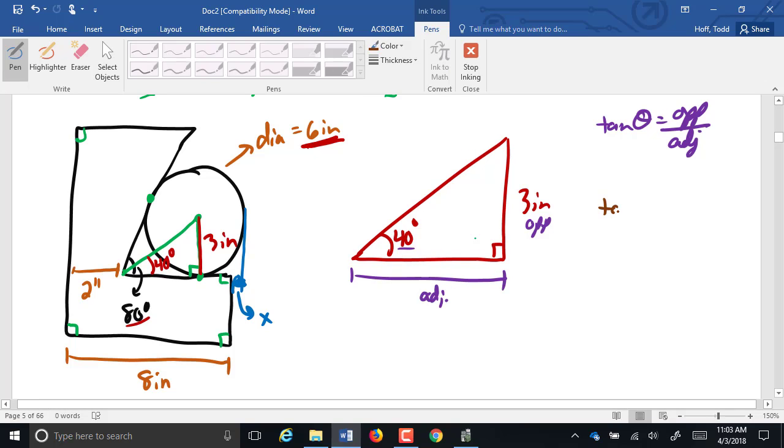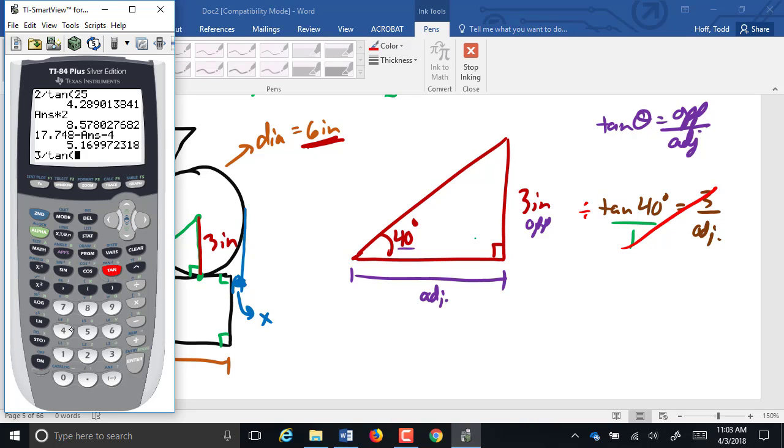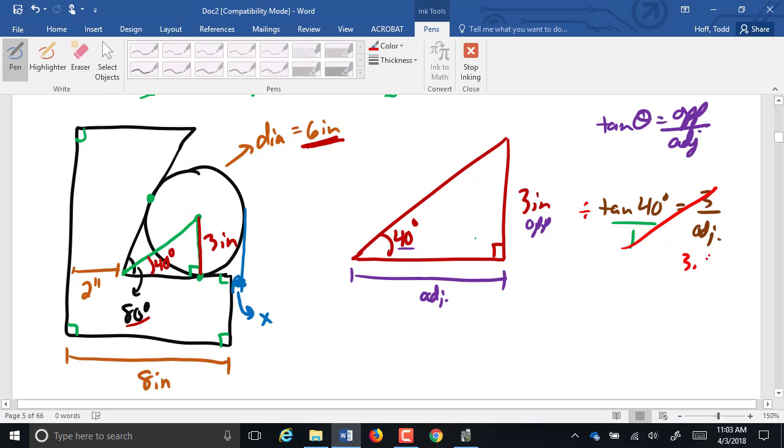So we fill in what we know. The angle is 40 degrees. Opposite is 3. We are looking for the adjacent side. So we put this over 1, and we'll cross multiply. 1 times 3 is 3, divided by the tangent of 40. Here's 3.575. This is 3.575 inches. So from here to here is the 3.575 inches.